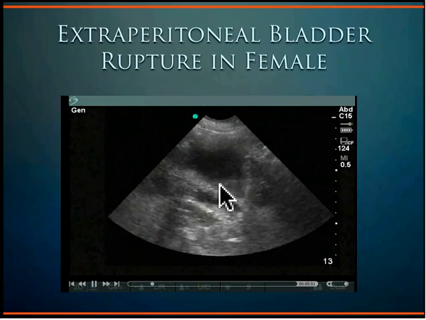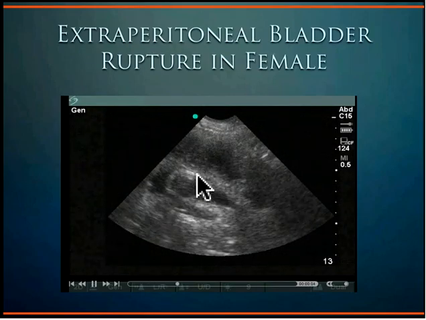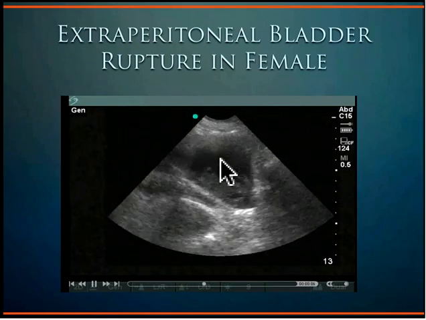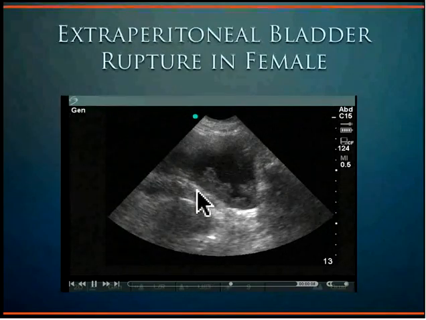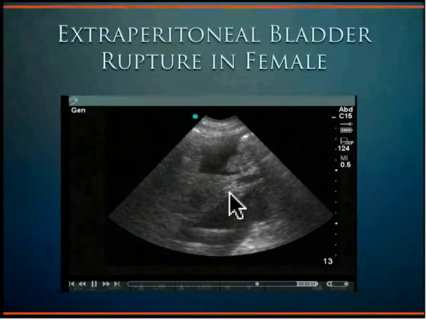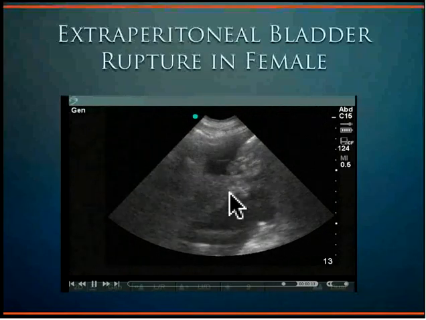And we can see all this blood. Here's the bladder with the Foley catheter in it, and there's blood and urine seen collecting adjacent to the empty bladder in that perivesicular space just below her pubic symphysis.